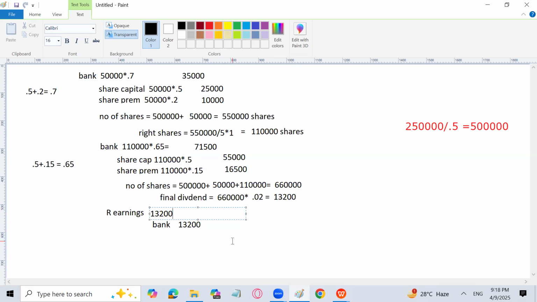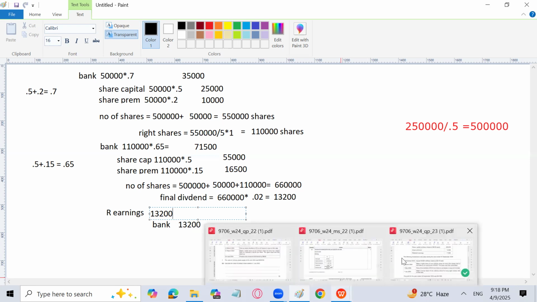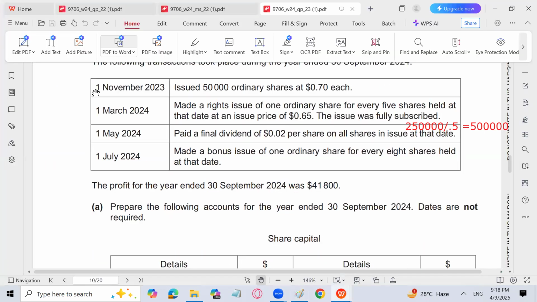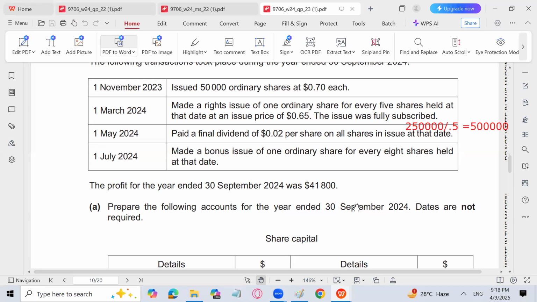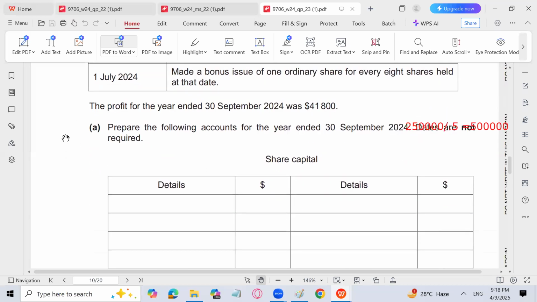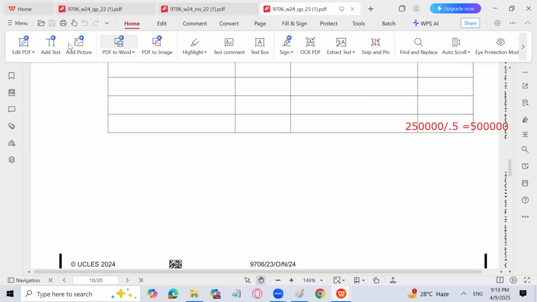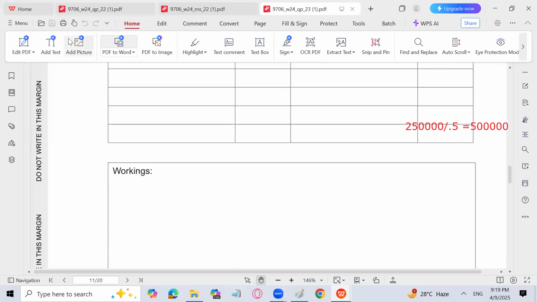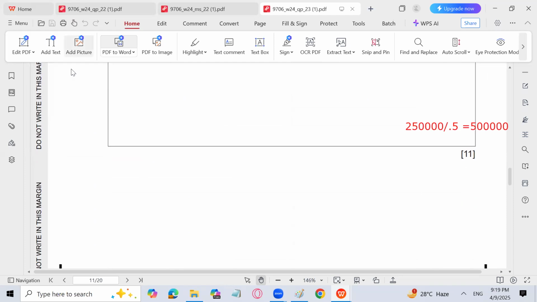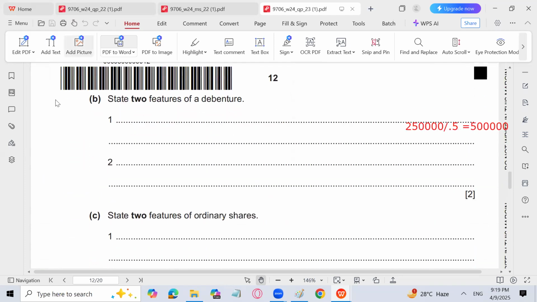I am passing the entries. Yes, that's true. But why? Because he didn't ask us to pass the entries. The profit for the year is 41,800. Prepare the following accounts: share capital account, share premium account, retained earning account, and that is the 11 marks question. Then, state two features of a debenture.